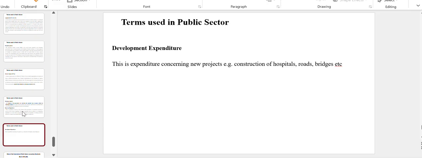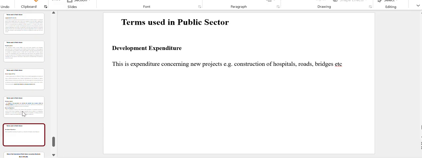So development or capital expenditure, this is now the expenditure concerning projects, long-term projects, projects that once you begin these projects, they are irreversible, projects that require huge amount of money. For example, in Kenya SGR, the dams that were never constructed, you know, once you put money in these projects and you don't complete them, you cannot recover that amount. These are irreversible projects, hospitals, stadiums, bridges, etc.